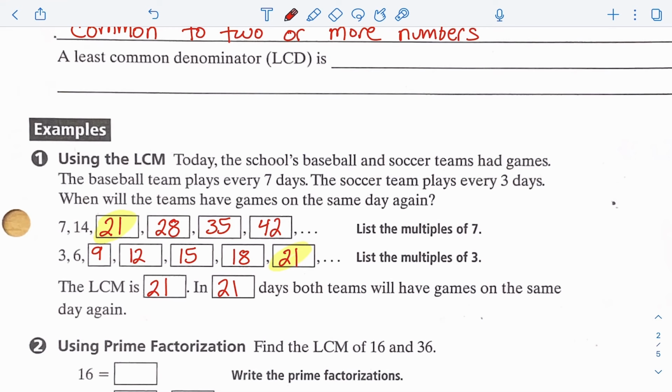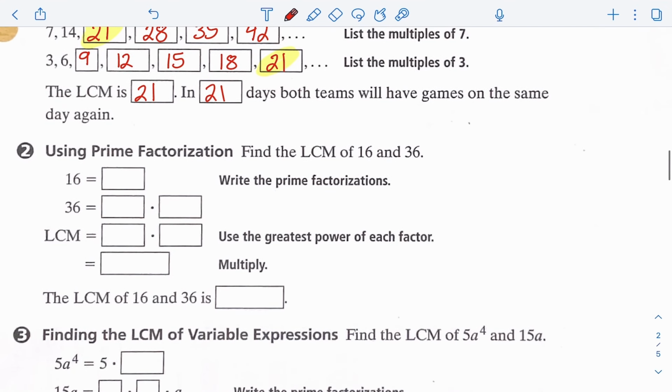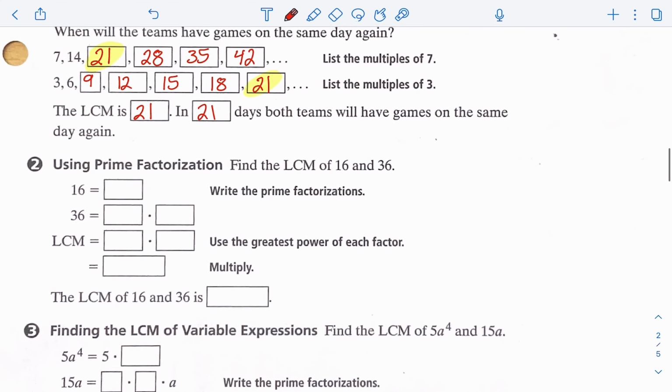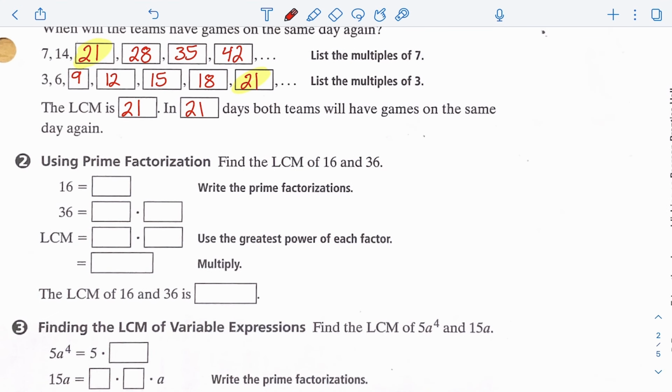That works with smaller numbers. When we get into bigger numbers, if you do lists, you're going to have to go for a long time, so it's not necessarily the most efficient way. On your homework, it will specify if it wants you to use lists or if it wants you to use prime factors. So using prime factors, we're going to remember what we did when we were making prime factor lists and doing greatest common factor, and we're going to build on that.